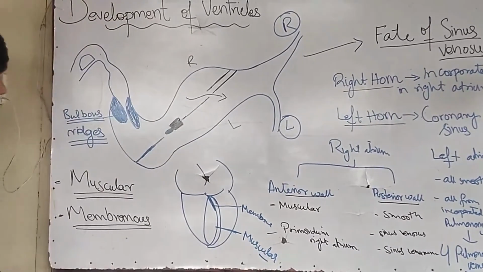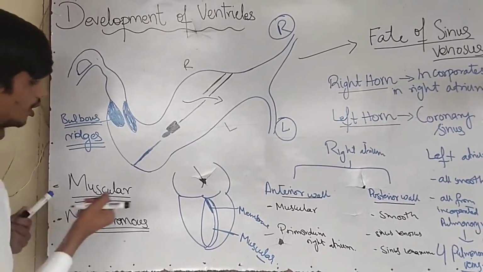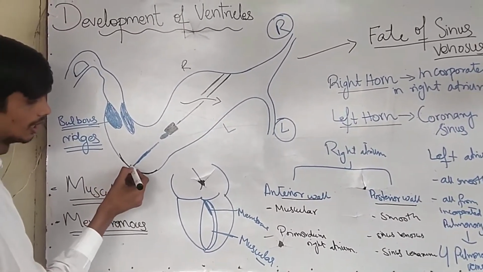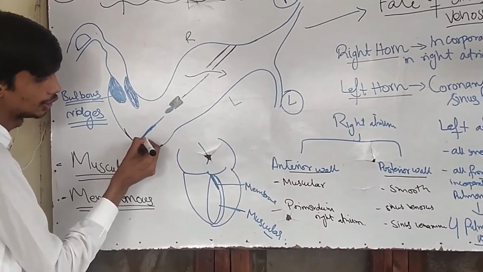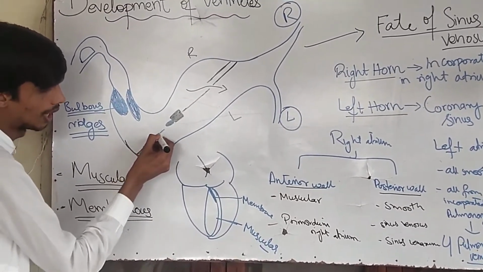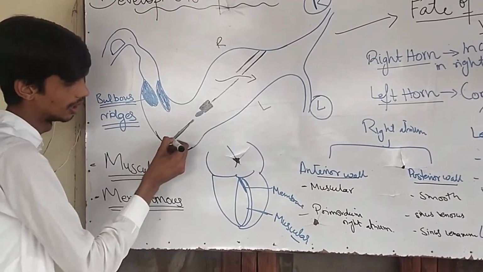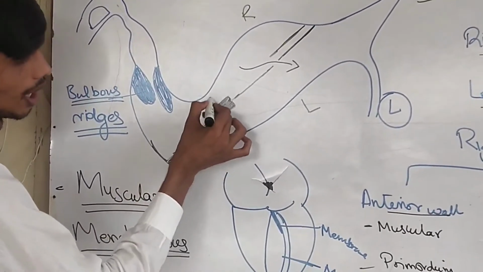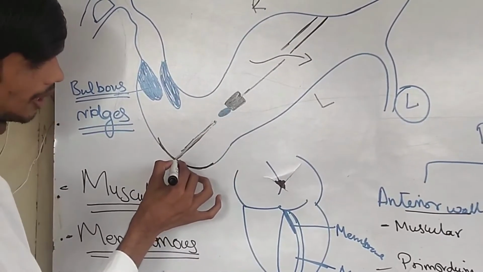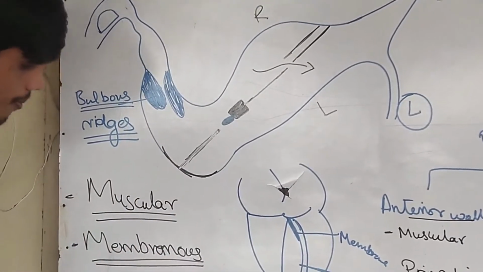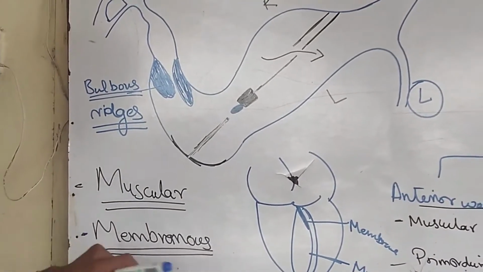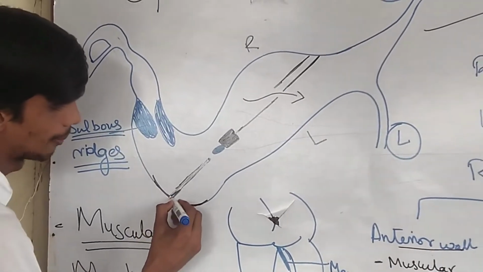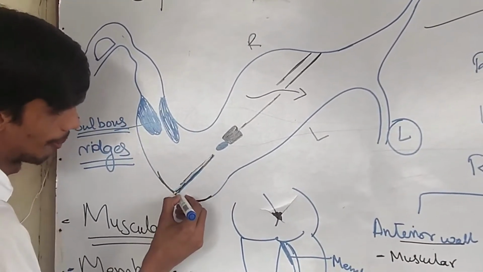For the muscular part, what happens is that from the floor of the ventricles, there is tissue invagination of the endocardium, the mesenchyme, and the neural crest cells. The septa grows inwards towards the endocardial cushion. This part actually forms the muscular part of the interventricular septum. So from here, the muscular part of the interventricular septum will form.